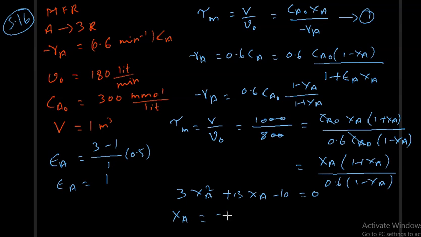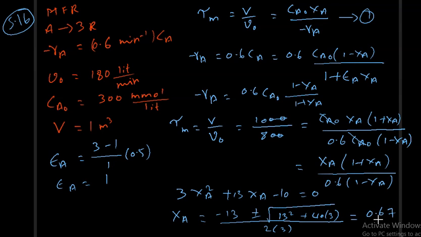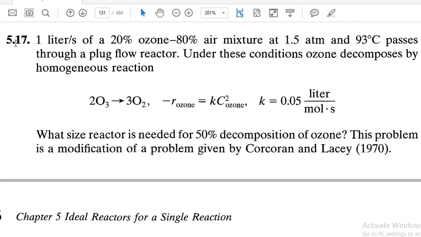So XA is equal to minus 13 plus or minus square root of (13 square plus 40 into 3) divided by 2 into 3. So the XA value we will be getting is 0.67. Right? So XA is equal to 0.67.